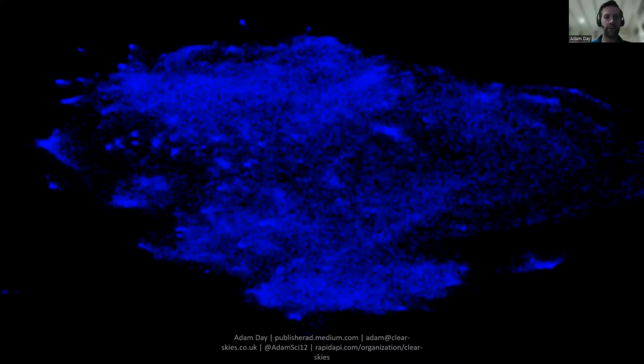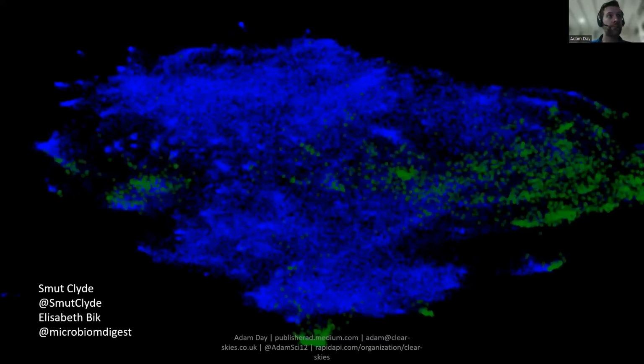If you've been following the news on paper mills, then these two names probably seem quite familiar. Both of these people, Smut Clyde and Elisabeth Bik, have taken their own time and gone through papers in PubMed and elsewhere to find papers that appear to have research integrity issues. A lot of them are papers from paper mills. And if you put them onto this map, you find that they're kind of localized, right? There are particular places where they go.